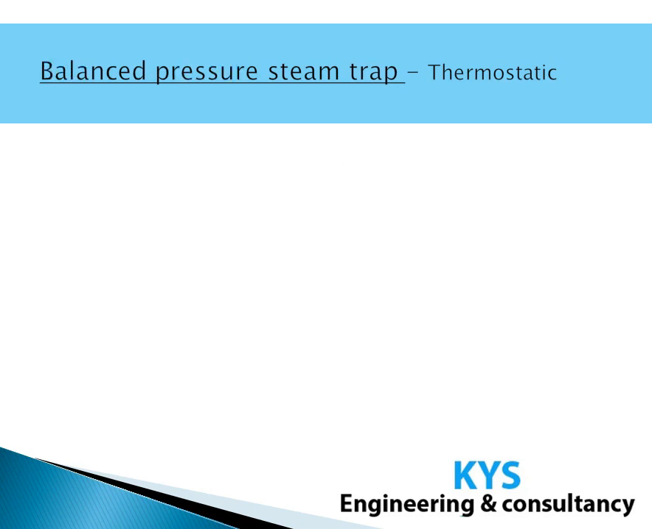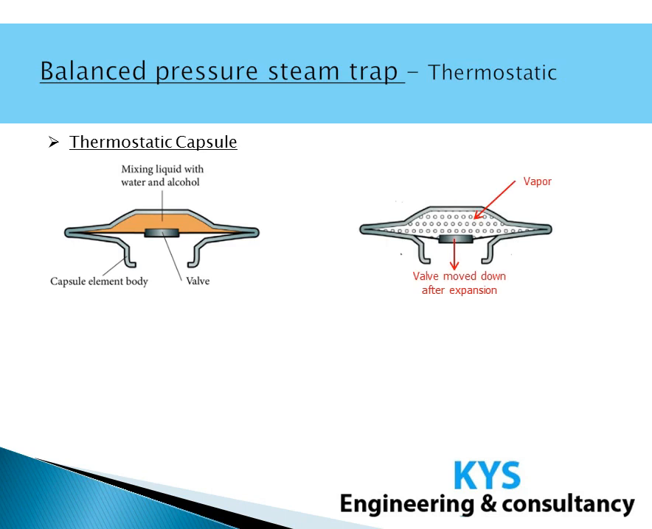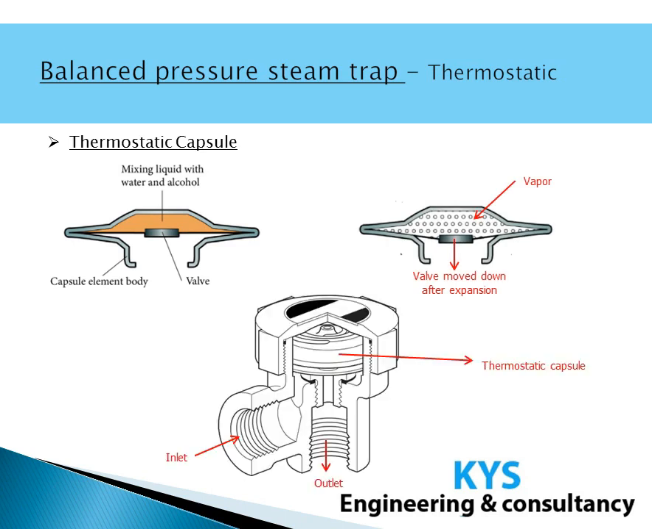Balanced pressure steam trap. In this we have a thermostatic capsule which is filled with a particular liquid which gets vaporized after heating and moves the valve attached to it, and this is how it closes and opens the valve. In this figure we have inlet from the side and outlet from the bottom, and thermostatic capsule is fitted in the top part of the trap body. This thermostatic capsule can also be replaced once damaged.